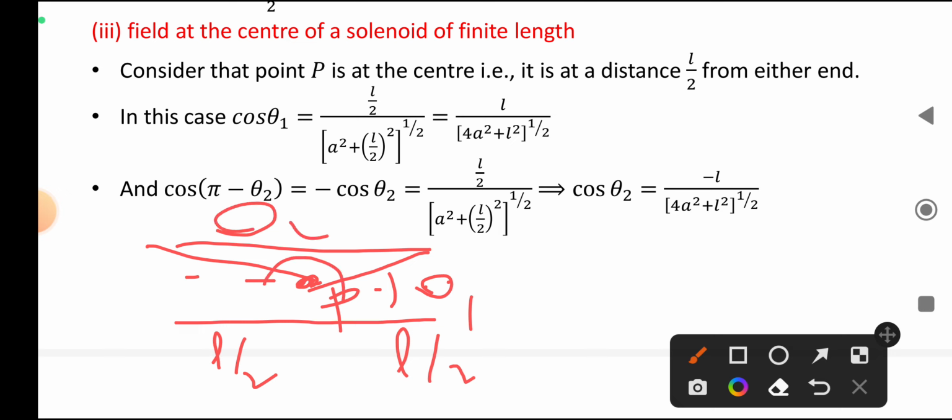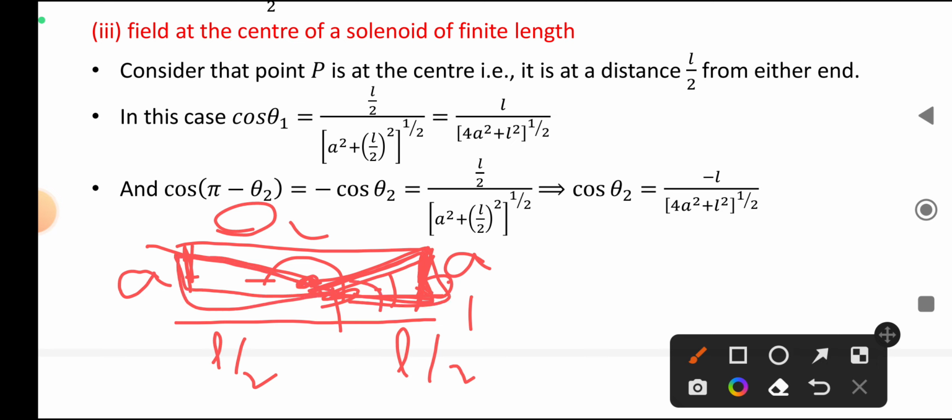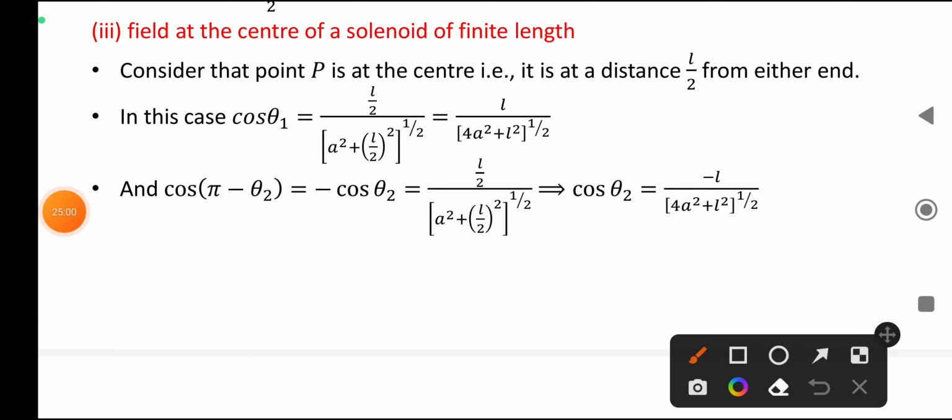So here to here, the distance is the radius. The radius is taken as A, and from the axis to this end is also distance A. Now consider this. It is forming one right angle triangle, and this is also forming a right angle triangle. The right side angle is theta 1 and this angle is theta 2, but we don't know this angle. How can we calculate that angle? I will tell you.